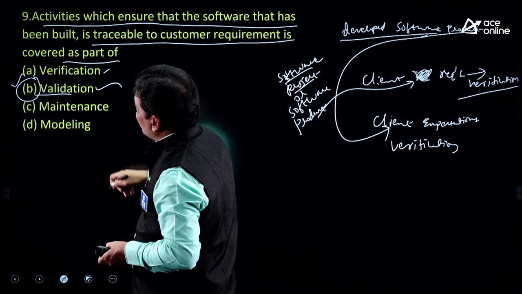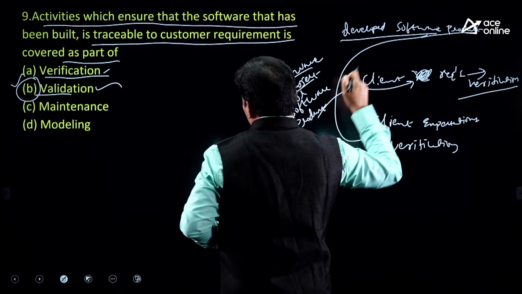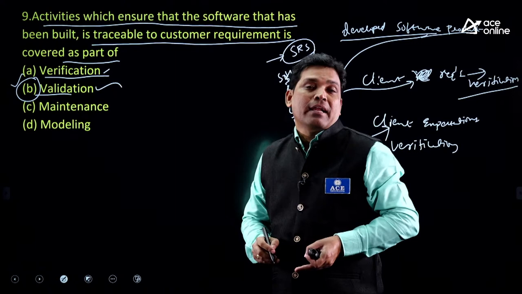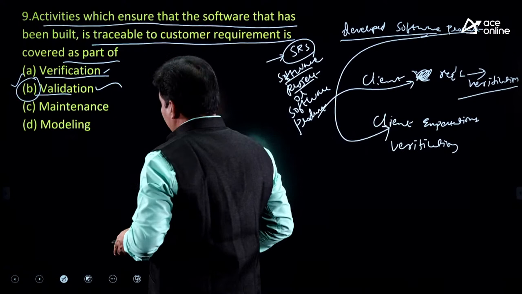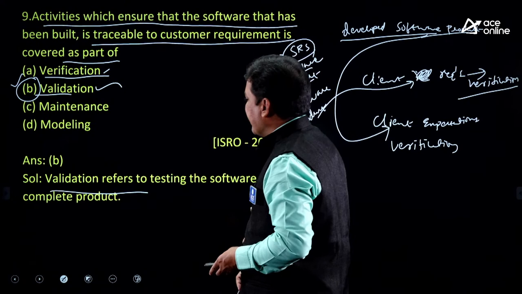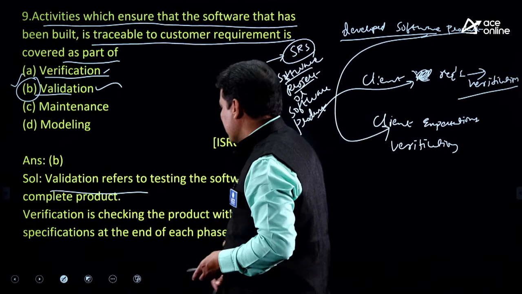Then what is verification? The project which is going to be developed, is it based on the SRS document or not? What is SRS? Software Requirement Specification Document. What does this SRS consist of? Client needs, client requirements. So that is the importance of validation, right? And validation refers to testing the software as a complete product. Verification is checking the product with respect to specifications at the end of the phase.